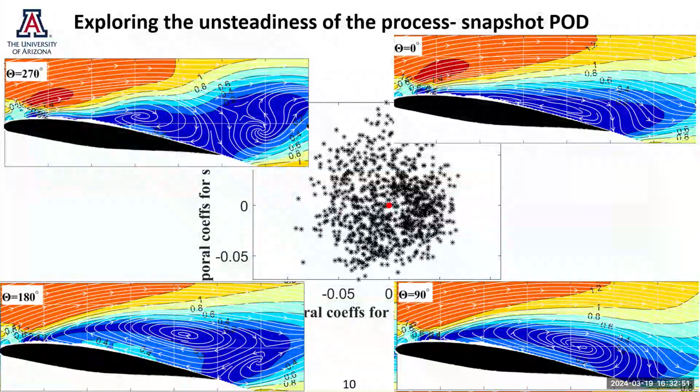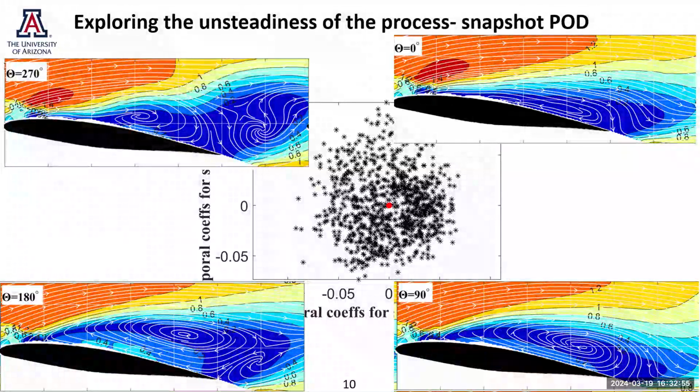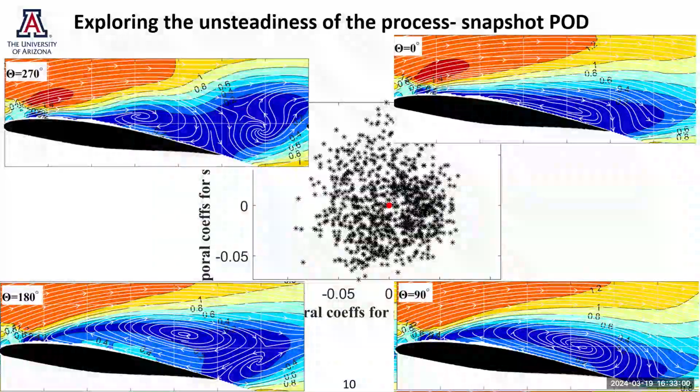All these are reconstructions of the first 10 modes. So I was able to capture about 40 to 50% of the turbulent kinetic energy that was in the flow.